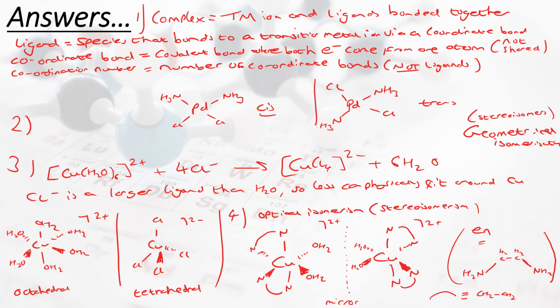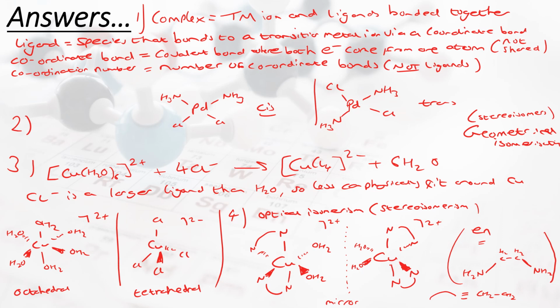And the final one is to draw and state the type of isomerism for this copper complex. So you have copper with 2 en ligands. Remember, the en is 1,2-diaminoethane, and then 2 water ligands. Our en, often called ethylenediamine, or 1,2-diaminoethane, is a bidentate ligand. It's got 2 atoms, both of which can donate a lone pair through a coordinate bond.